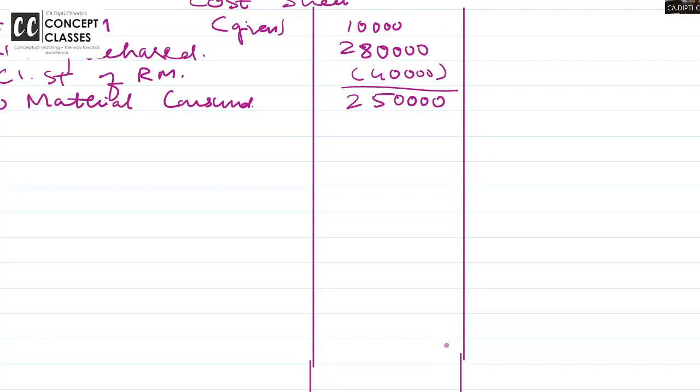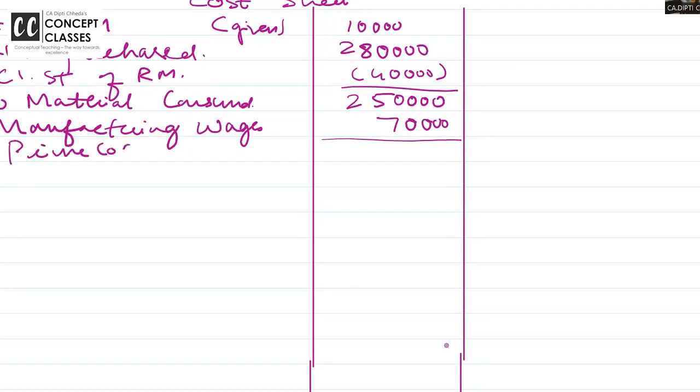2,50,000. Direct material consumed. After that, we will add direct wages. Wages are given as manufacturing wages. So manufacturing wages is nothing but direct labor. New name. Manufacturing wages or direct labor. How much is it given? It's printed. Manufacturing wages or direct labor is 70,000. So we get the prime cost.